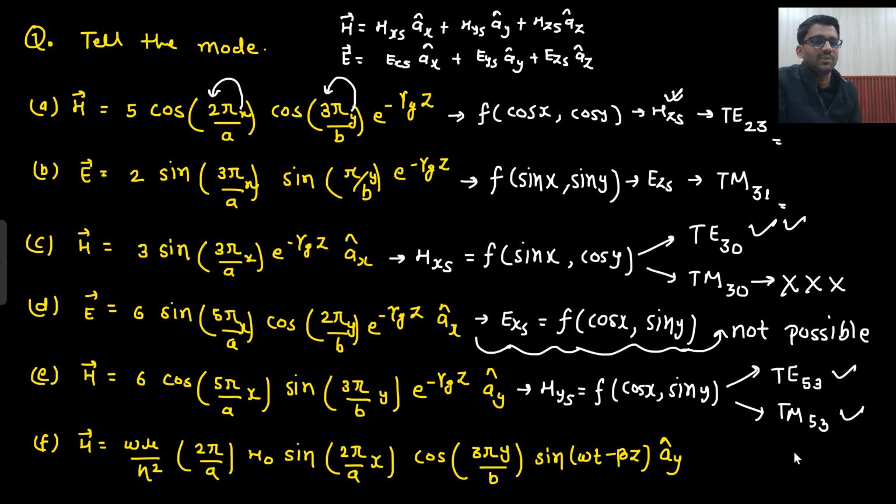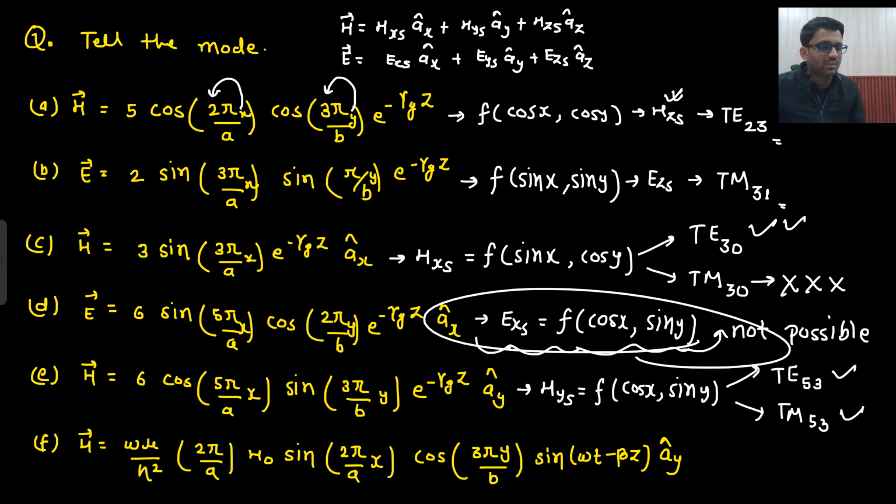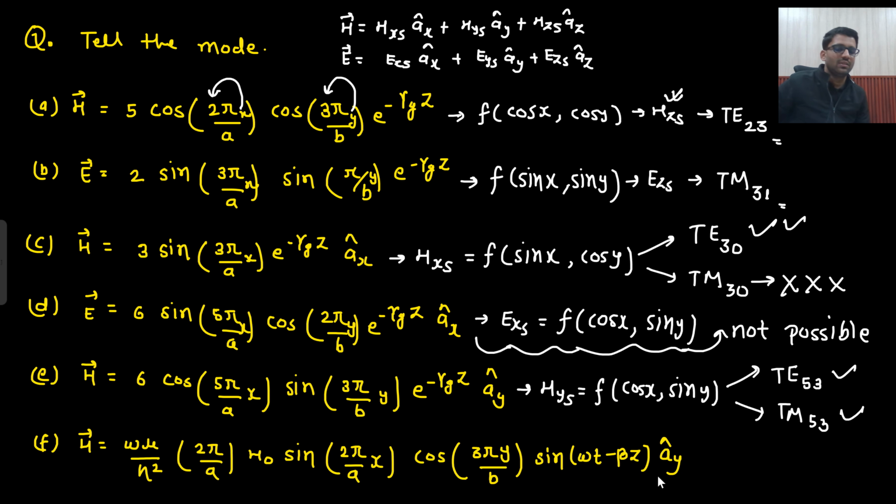So here both answers are possible. If it is an MSQ, you will click on both of them. But if this was an MSQ, then you wouldn't click on TM30. You would only click on this one. And if this was an MSQ, then you would say that it is not even possible. Are you getting this point?